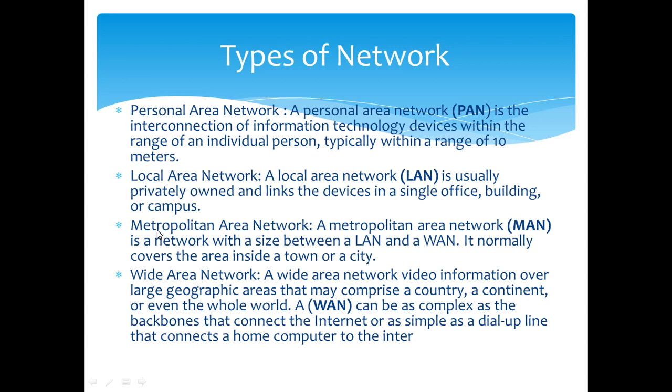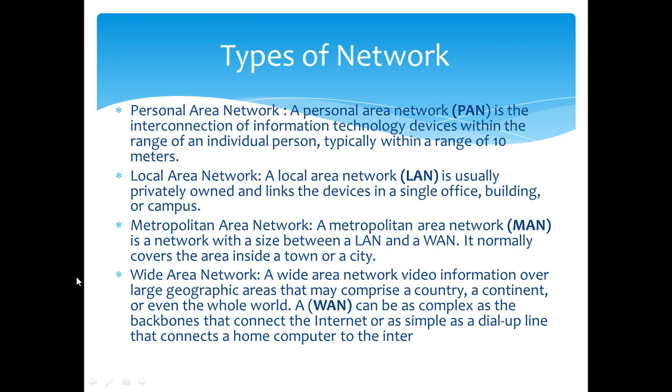The third type of network is the metropolitan area network. The metropolitan area network, also called MAN, is a network with a size between a LAN and a WAN. A WAN is a wide area network. It normally covers the areas inside a town or a city. It is in between LAN, local area network, and WAN, wide area network.